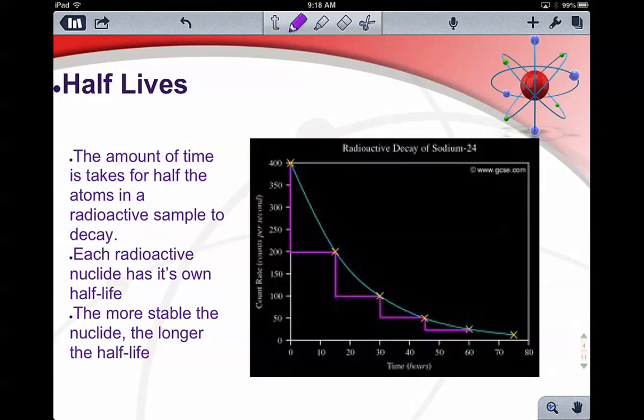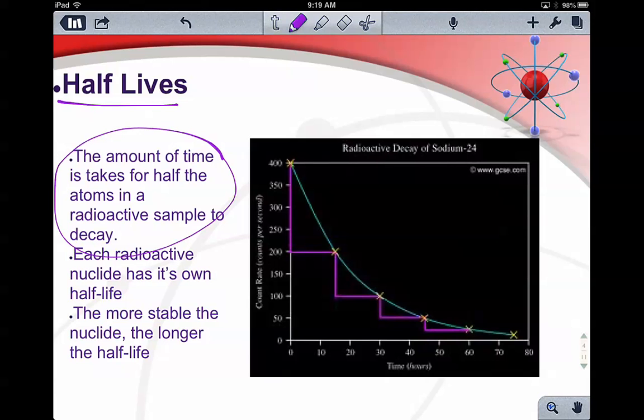How does an atom go about becoming stable when it is unstable? So what's the process of the decay? Well, atoms decay in what we call half-lives, and a half-life is simply the amount of time it takes for half of the atoms in a radioactive sample to decay.